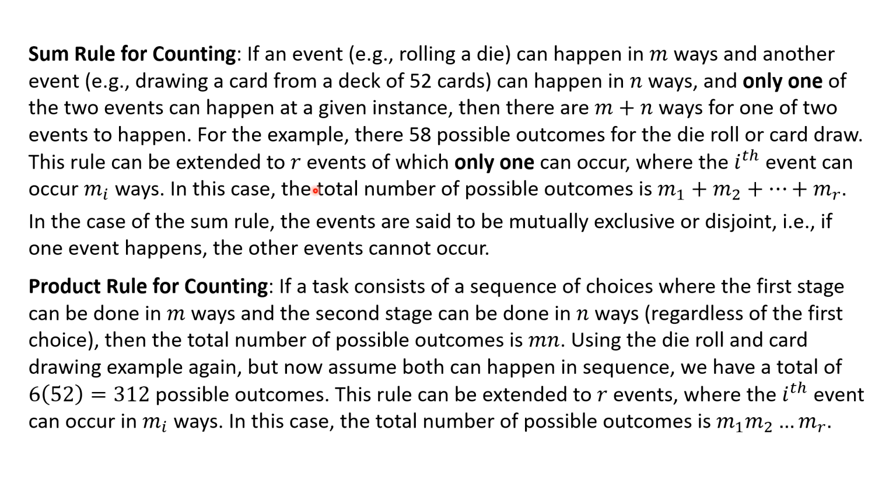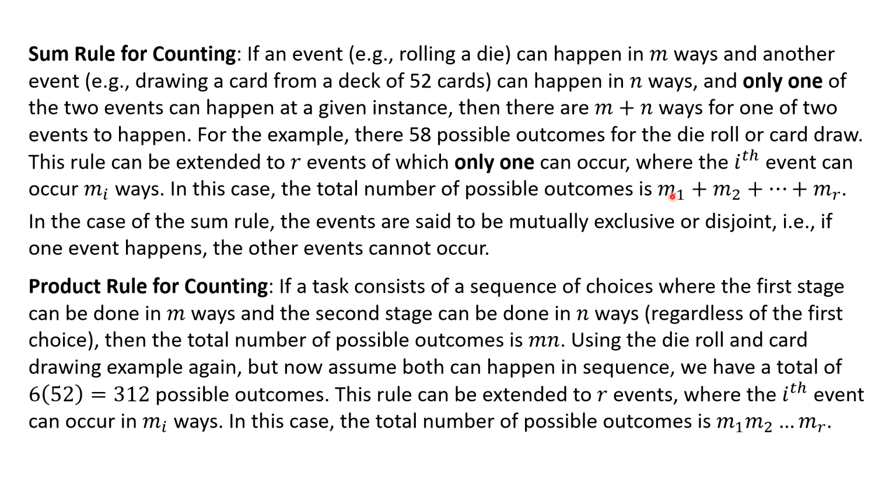And we can extend this to r events, where the ith event has m sub i ways of happening. In that case, we just add m sub 1, m sub 2, up to m sub r. In this case, the events are said to be mutually exclusive. So if one happens, then the other ones cannot.